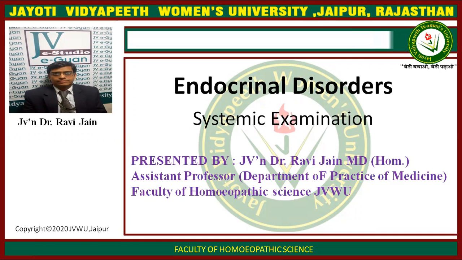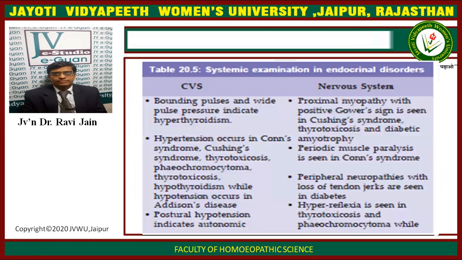In today's lecture, we are going to discuss various endocrinal disorders and the systemic examination in cases of endocrinal disorders. What are the various investigations that could be done in case of endocrinal disorders? We will be comparing two systems. One is CVS and the other is the nervous system. So what are the various examinations that could be done? So what are the findings that you will see in the CVS system?